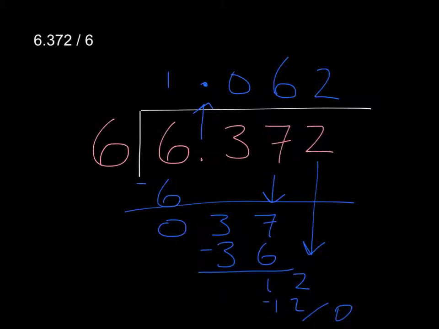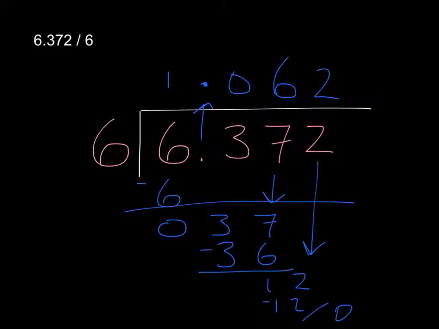Use that same process to solve this problem. Pay close attention to where you might put a 0 if something doesn't work. We have 6 and 372 thousandths divided by 6. When I solve this problem, first thing I do is set it up and then bring up the decimal right away. Okay, 6 goes into 6 once, so I take away my 6.